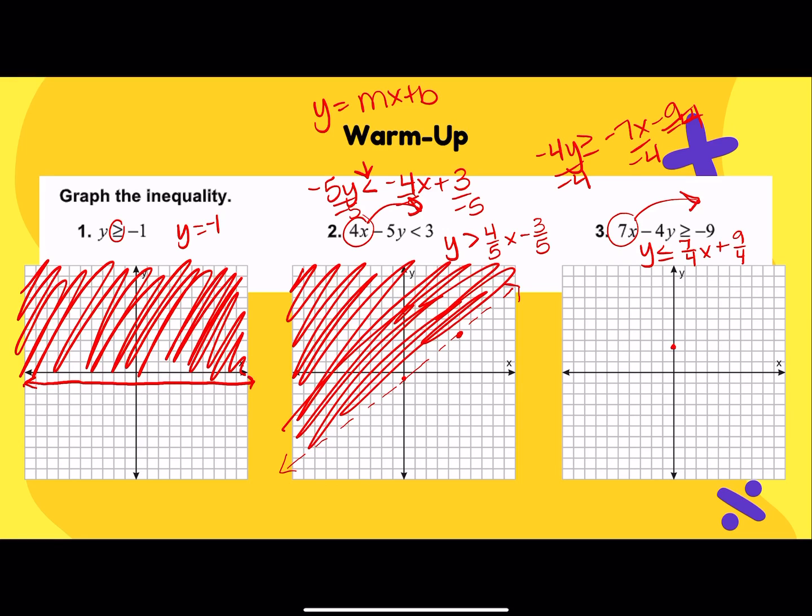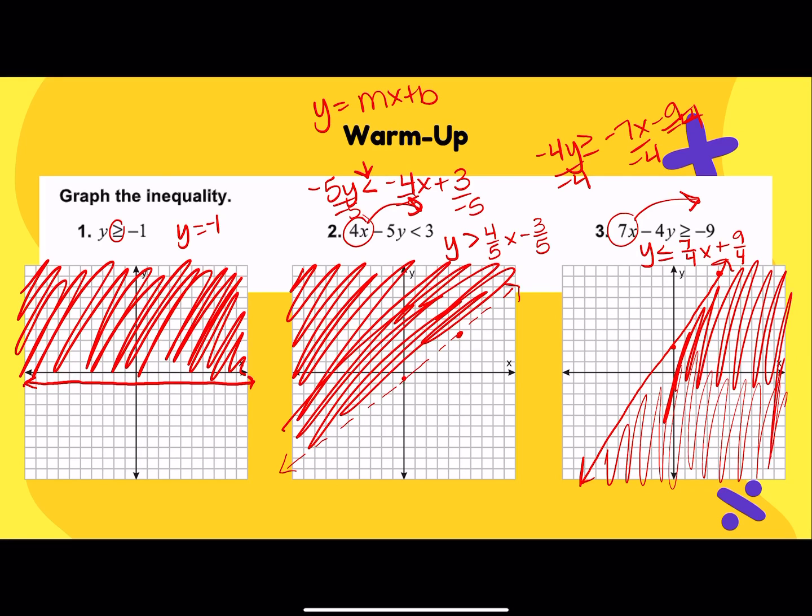And I'm going to go up 7. 1, 2, 3, 4, 5, 6, 7 over 4. This is a solid line because it is less than or equal to. So remember, you have to flip that sign. If I wouldn't have flipped the sign, then my shading would have been above the line here because it's greater than or equal to, and I would have got it wrong.